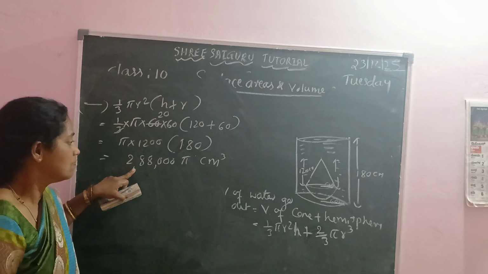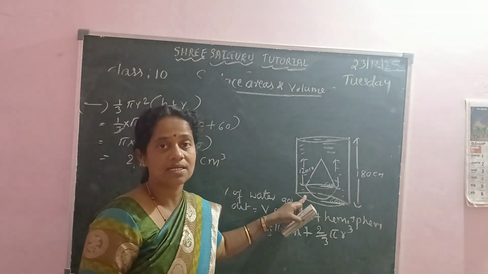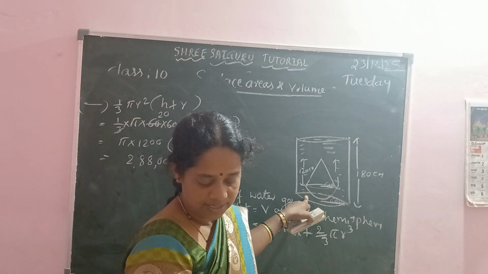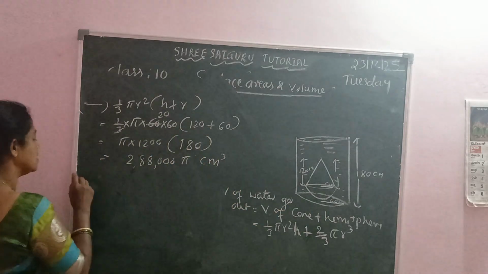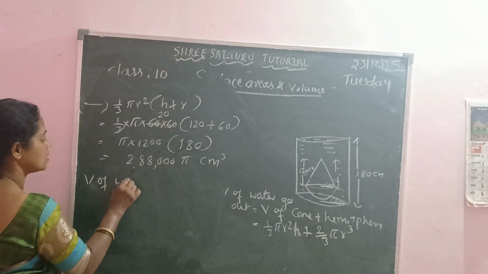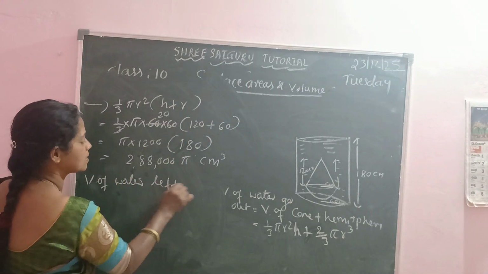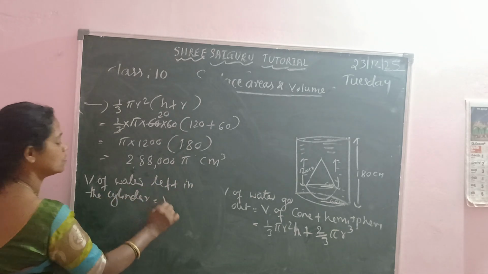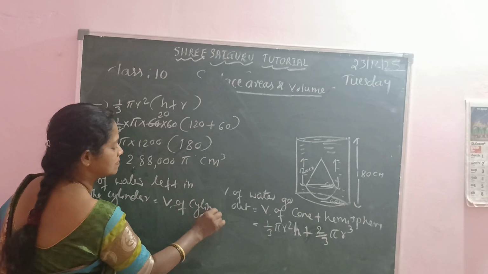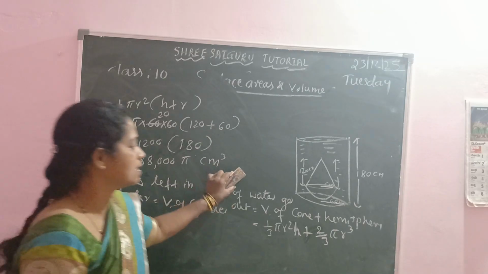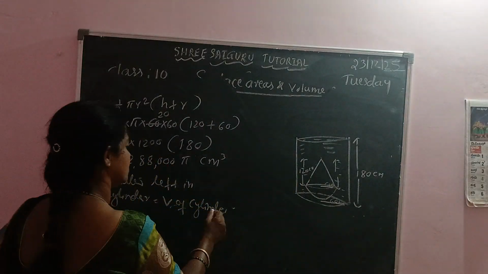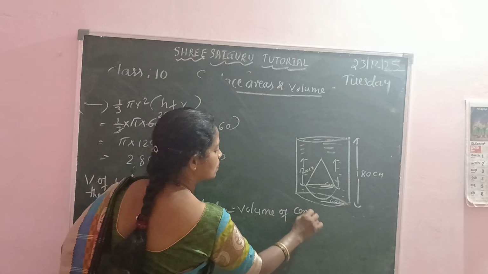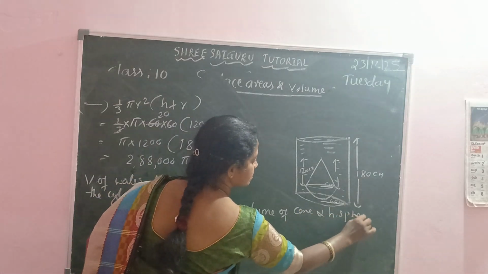Then what? We should calculate the volume of the remaining water. So how much volume of the water is left in the cylinder? So finally, the volume of water left in the cylinder is equal to volume of cylinder minus volume of cone and hemisphere. Yes.